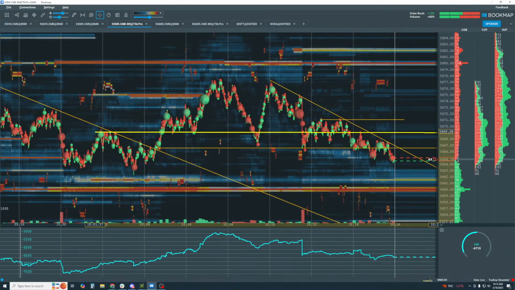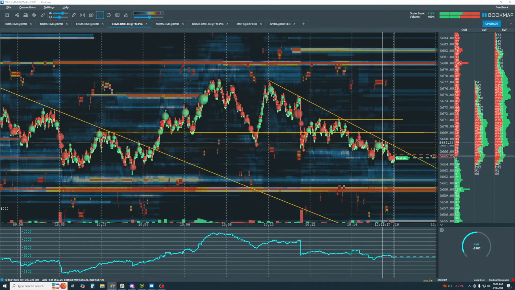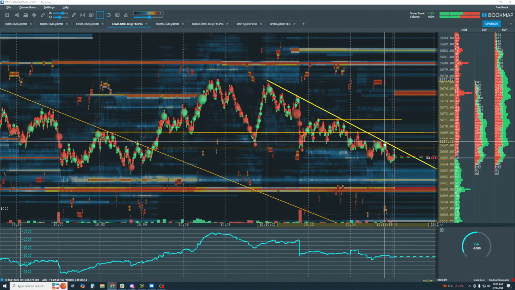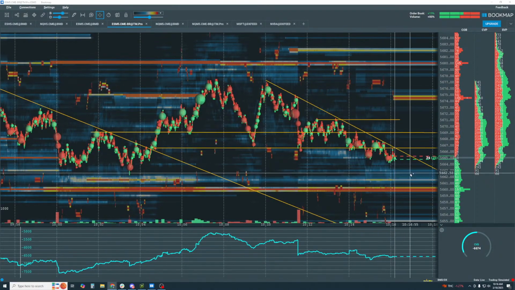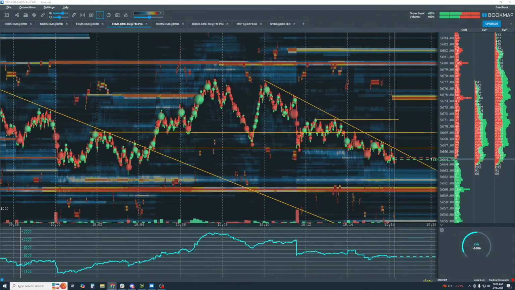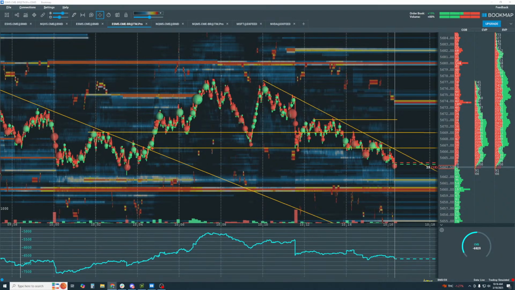All right, so that's something to look at here. Look for that pullback, and then look for the exhaustion up in here, and look for the selling to come back in, and then maybe we can get the push down lower. Okay, all right, so let's see here. Any questions on that?